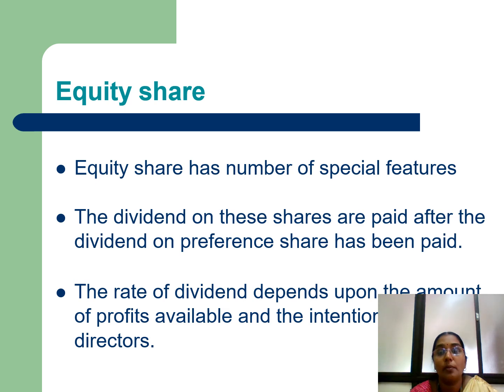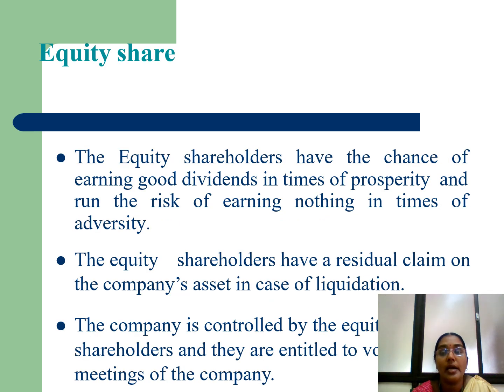Then here, explaining equity shares, there are a number of special features. The dividend on these shares is paid after the dividend on preference shares has been paid. The rate of dividend depends upon the amount of profit and the intentions of the directors. Equity shares have the chance of earning a good dividend in prosperity, and run the risk of earning nothing in times of adversity. The equity shareholders have a residual claim on the assets in case of liquidation. The company is controlled by the equity shareholders, and when the company is winding up, the correct profit ratio is distributed.